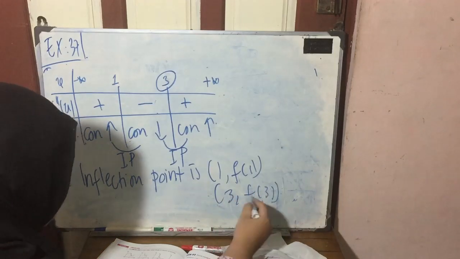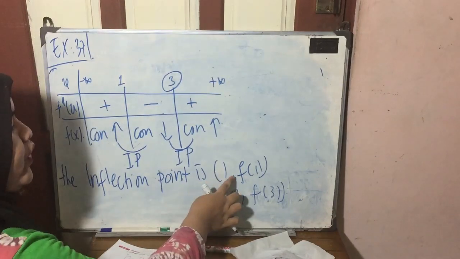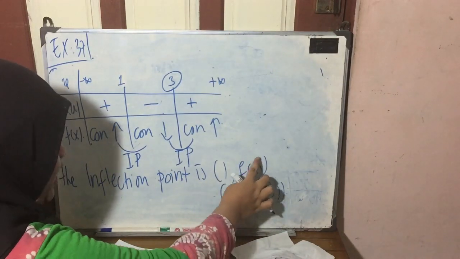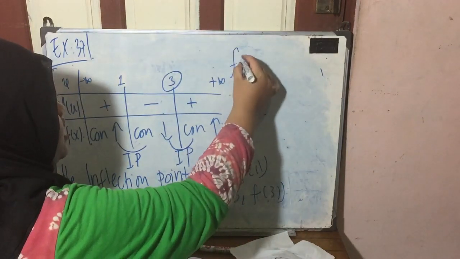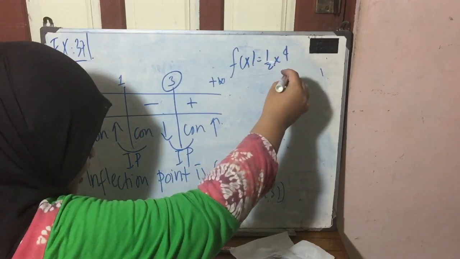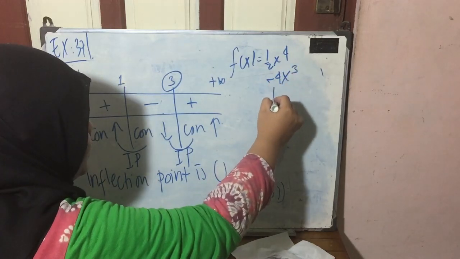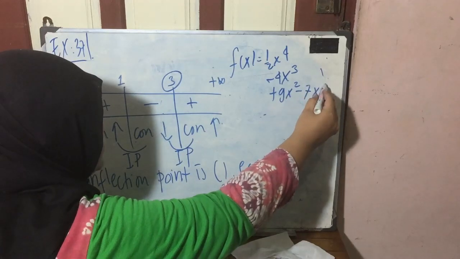So that's the way to find the inflection point of f(1). You can substitute 1 into the function. The function is f(x) equals half x to the power 4 minus 4x cubed plus 9x squared minus 7x plus 5.